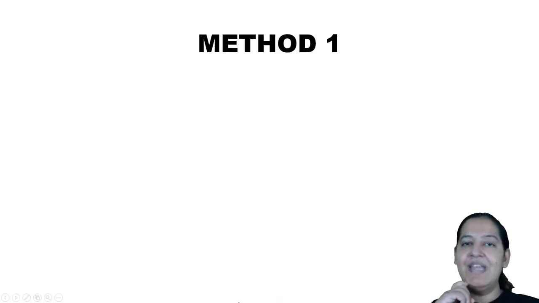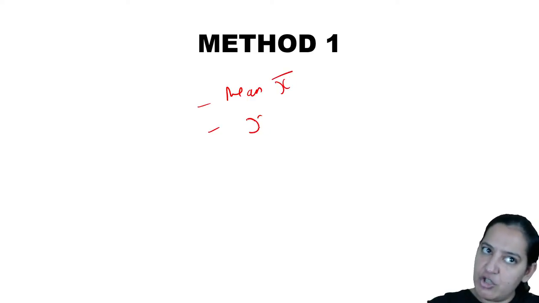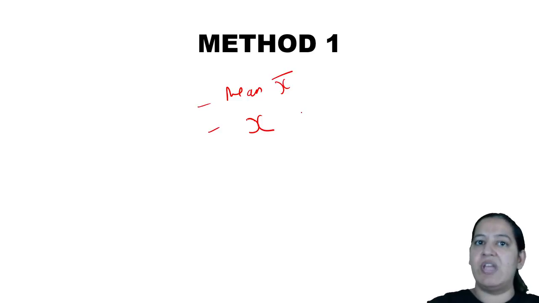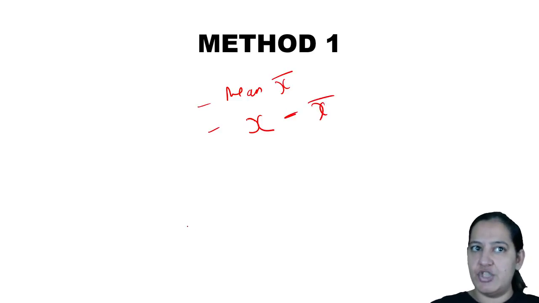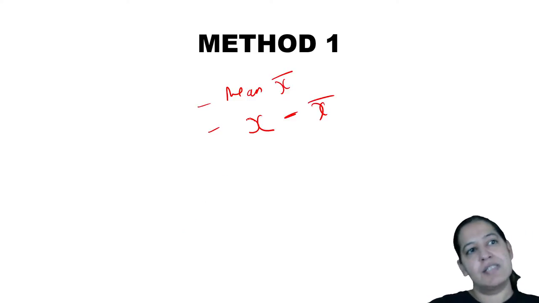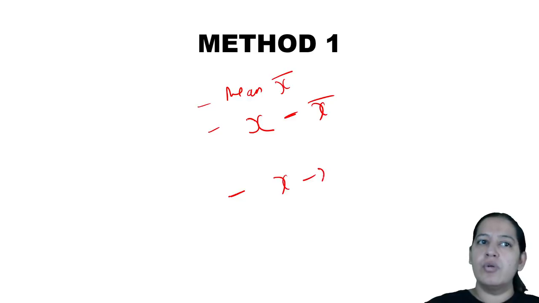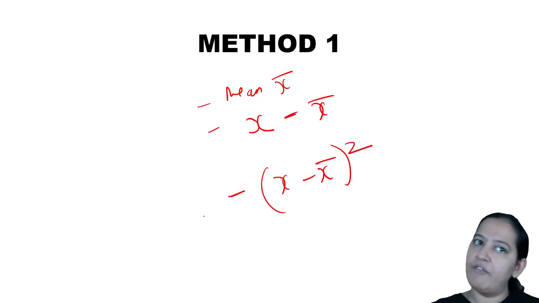That is how standard deviation has to be calculated by the first method. Everyone, I am repeating my steps. First, find out the mean. Second, that mean is your x bar. Subtract the mean from each individual observation x1, x2, x3, x4, x5. Whatever values you find, some of them will be positive and some will be negative. So all of these values, you have to square each of them.